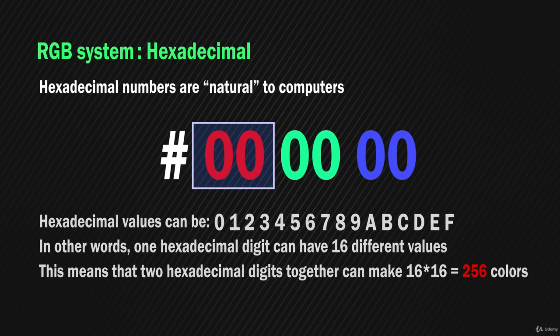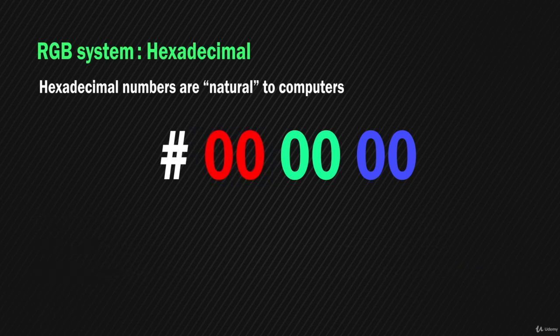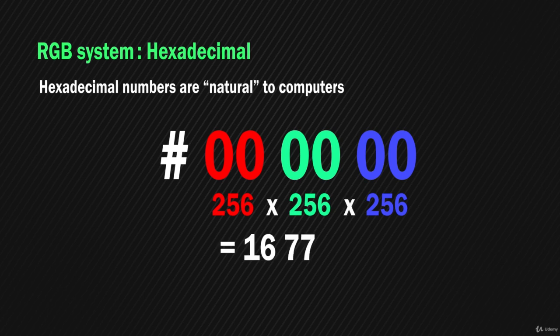Is this kind of starting to make sense? So we know the red can take 256 different colors, the green can take 256, and the blue, which means there are 16,777,216 different shades of color that can be produced by the hexadecimal format. Woohoo! I hope this is blowing your mind.